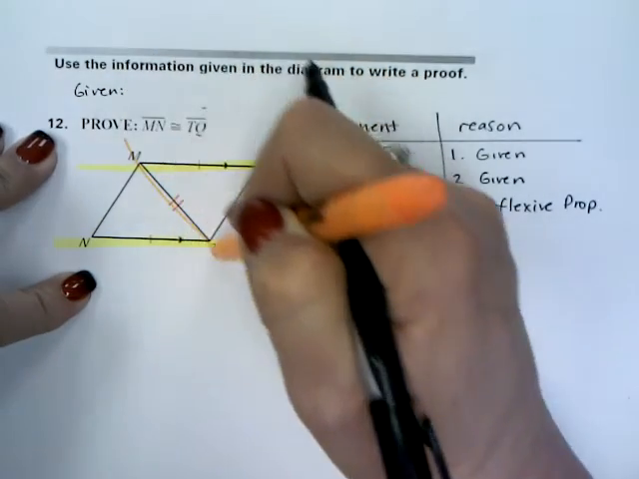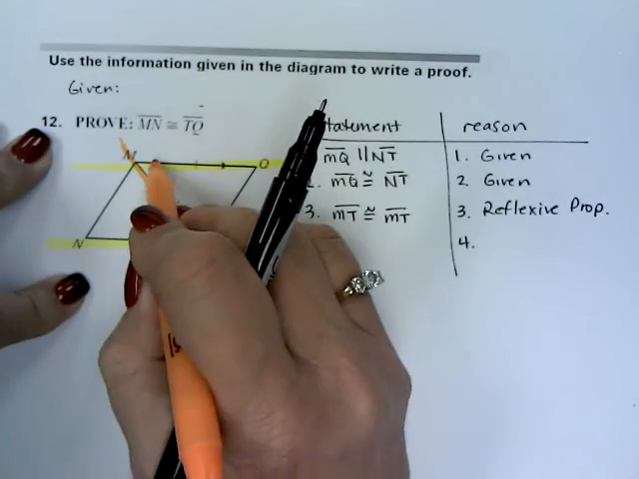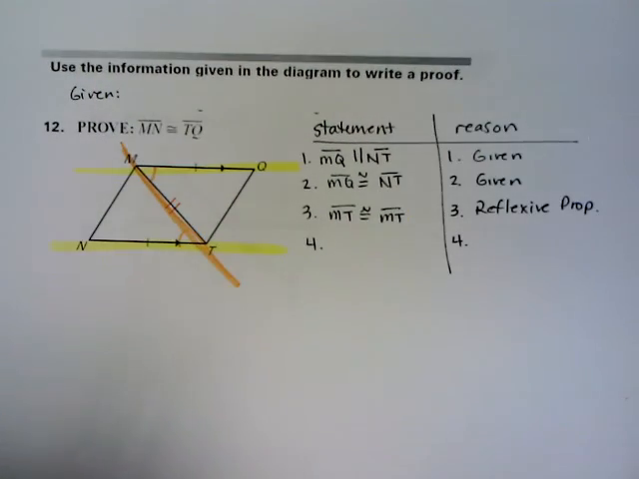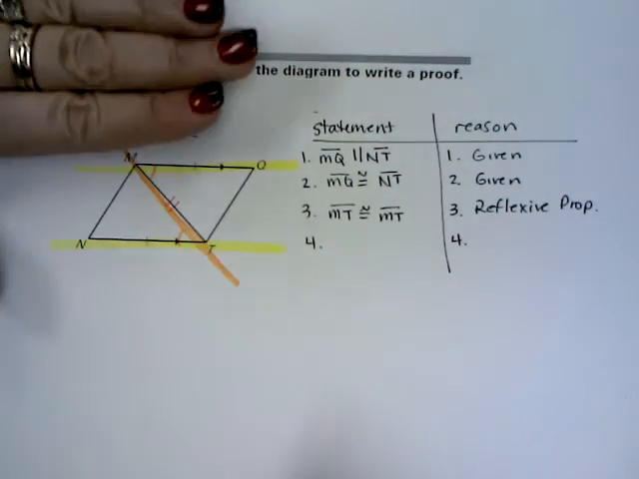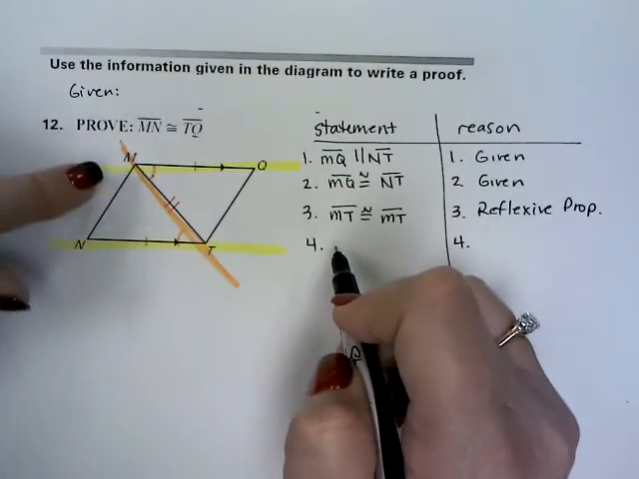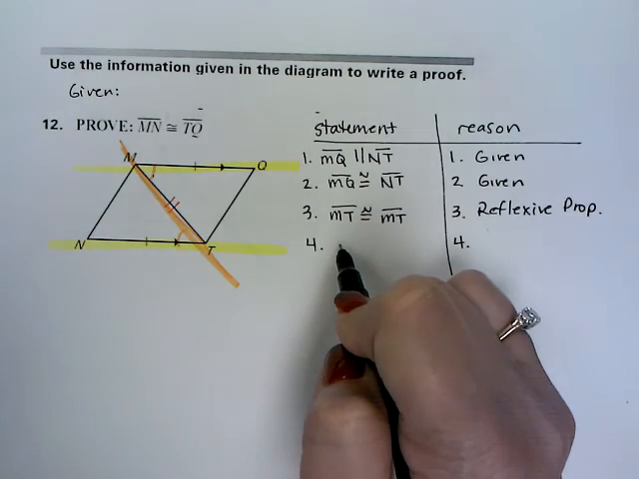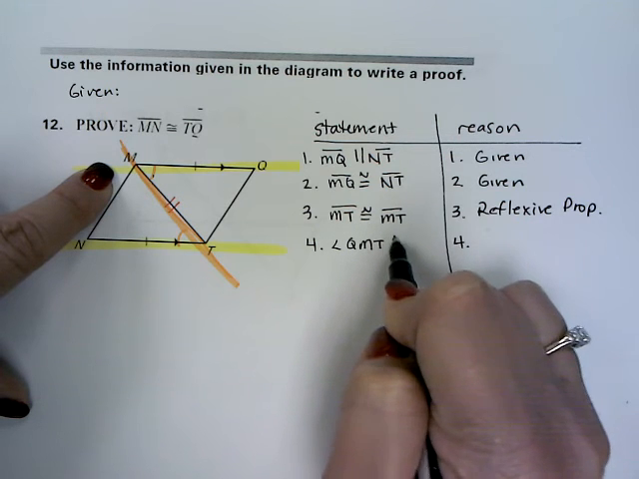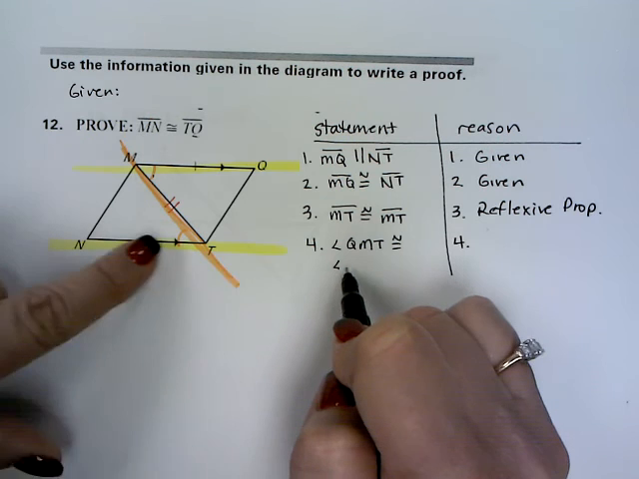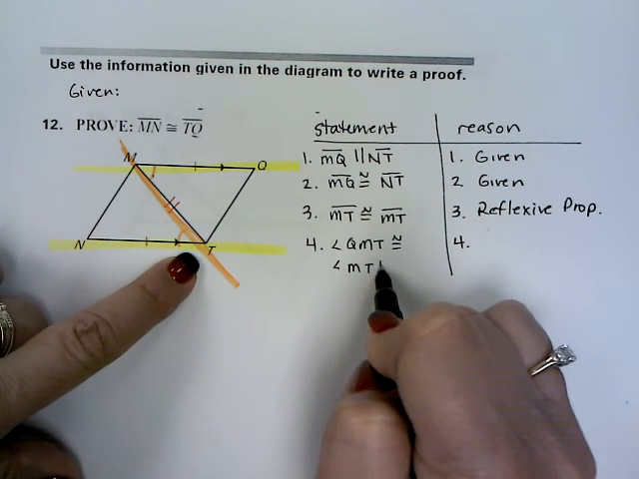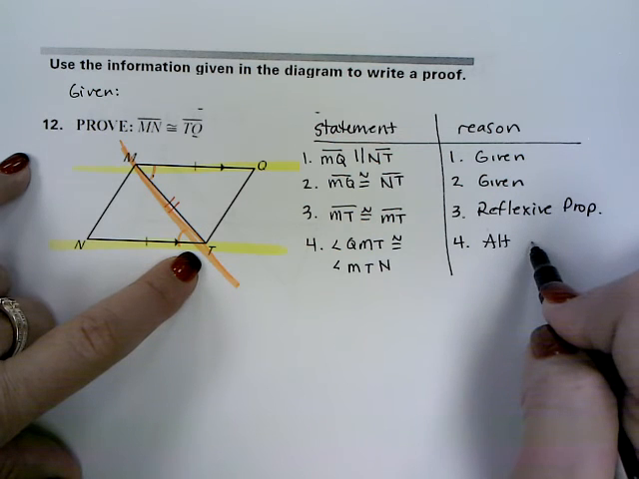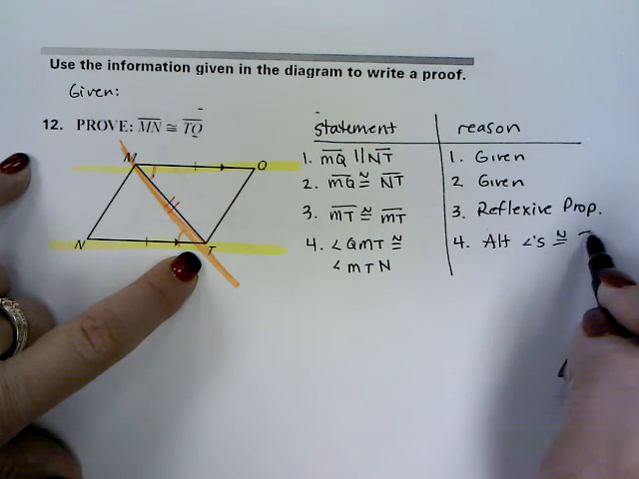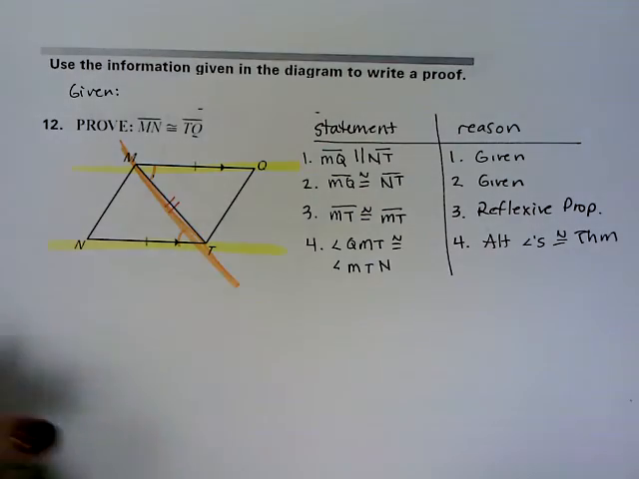Sure, because if MT is a transversal, then I know that this is congruent to this because they become alternate interior angles. That angle right there is congruent to that angle right there. So I have to write it by its name, I can't just say angle M because we don't know that. So angle QMT is congruent to angle MTN, alternate angles congruence theorem, or alternate angles are congruent. You have to either state it or put the theorem.